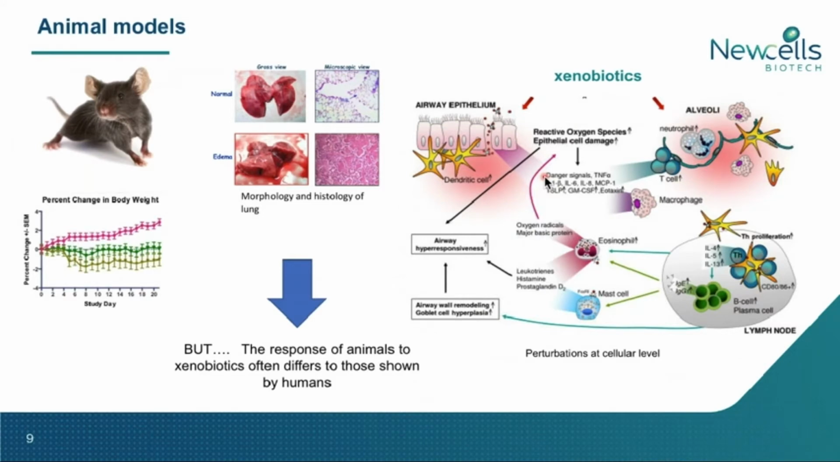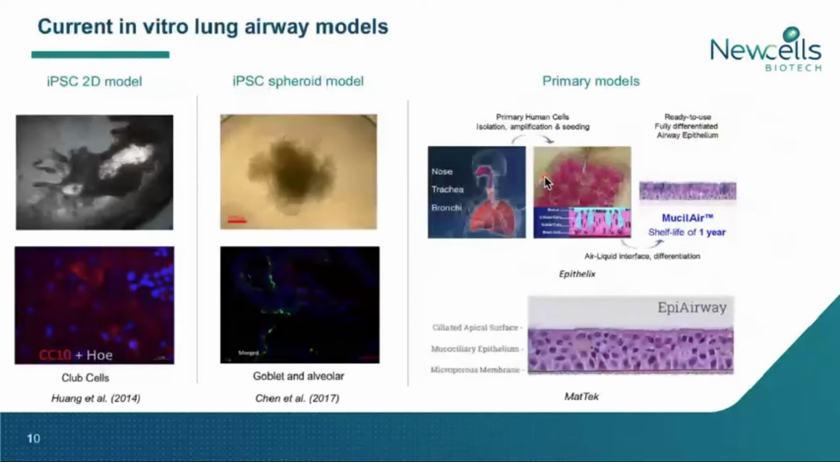So, what about in vitro models? Currently, there are a number of approaches that we can use to do this. There are several commercial options. One of these involves the extraction of primary human cells from the nasal passages, the trachea or the bronchi. Those can be grown in vitro culture and exposed to an air-liquid interface to allow them to form a fully differentiated airway epithelium. Now, one of those is a product called MucilAir, which comes from a company called Epithelix. There is a very similar model produced by MatTek called EpiAirway.